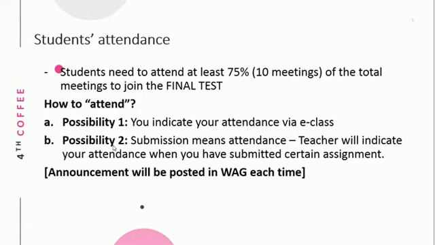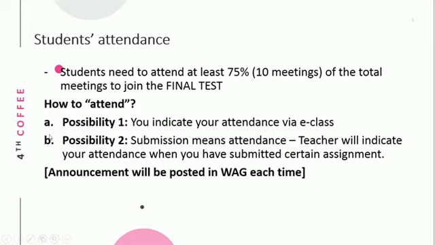I'll need to emphasize about students' attendance. As usual, students need to attend at least 75%, that is 10 meetings of the total meetings to join the final test. So in total, now we have 13 meetings excluding the final test. So you will need to attend 10 meetings of the total meetings.